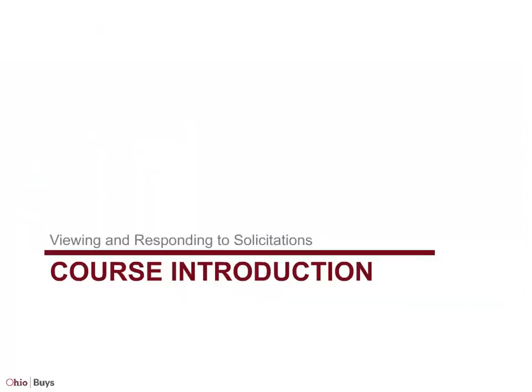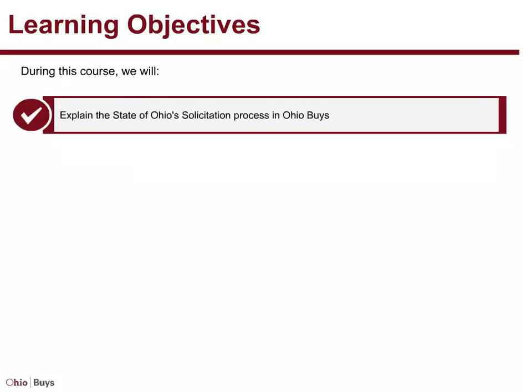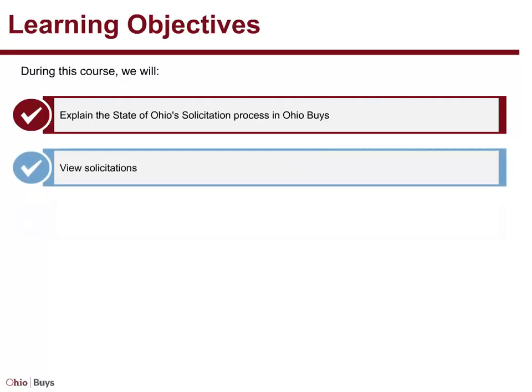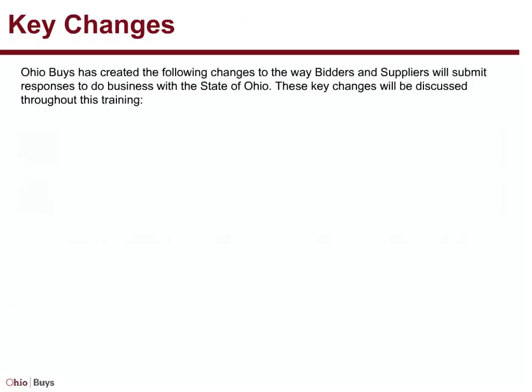Course Introduction. During this course we will explain the State of Ohio solicitation process in Ohio Buys, view solicitations, and submit responses. Ohio Buys has created the following changes to the way bidders and suppliers will submit responses to do business with the State of Ohio. These key changes will be discussed throughout this training.